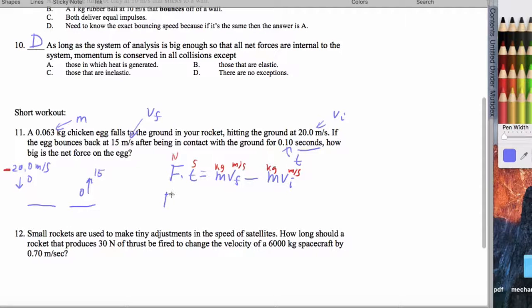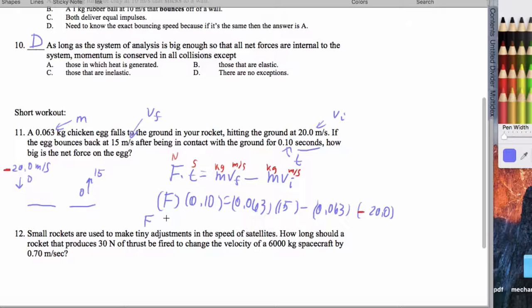So we've got the force, and we're going to times it by the time, which is 0.1. And then we're going to have 0.063. V final is 15, minus 0.063 times, we've got the 20 here, and it's negative because it was going backwards. So when we actually solve this, I'm going to do a bit of algebra here.